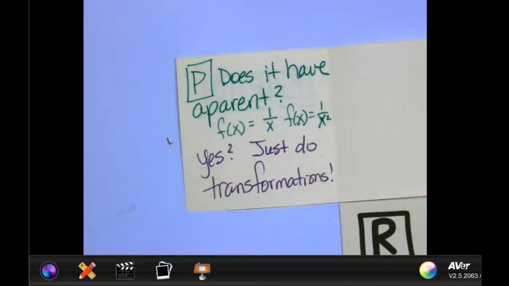Okay? So does it have a parent? If the answer is yes, you just do transformations and that's it. And you don't have to really worry about the rest of it because you should know what your parent functions are. It makes it a little bit easier. Now, could you still do the rest? Absolutely. Okay. Then the next thing that isn't actually part of the RATI acronym there is the PD.